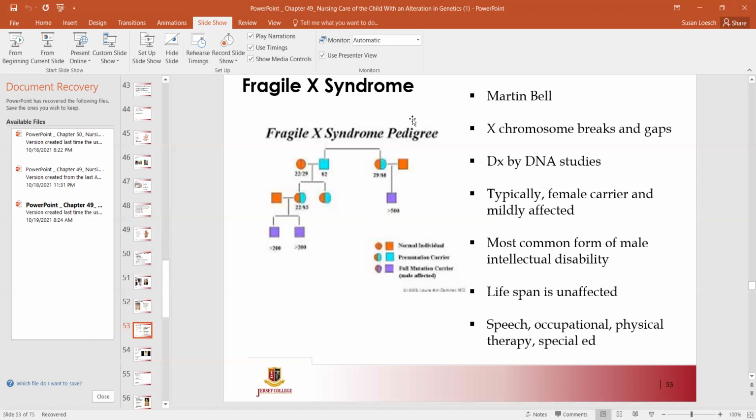Inheritance is complex and less straightforward than single gene or Mendelian inheritance. Some carrier females are affected, and not all males with the gene show symptoms. Males and females are both fertile and can transmit the disorder to their offspring, so counseling is appropriate. Prognosis for individuals with Fragile X is good. They tend to live a normal life, and there is no cure for Fragile X syndrome.